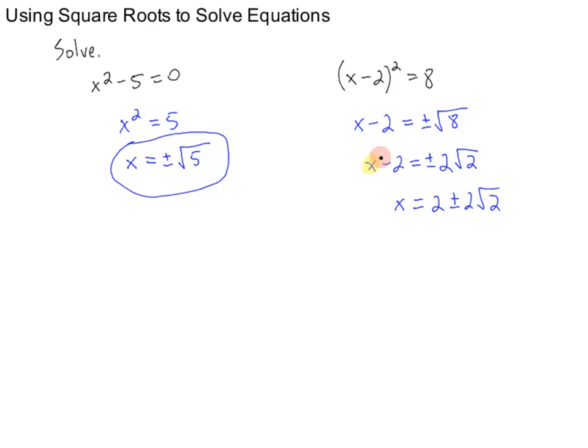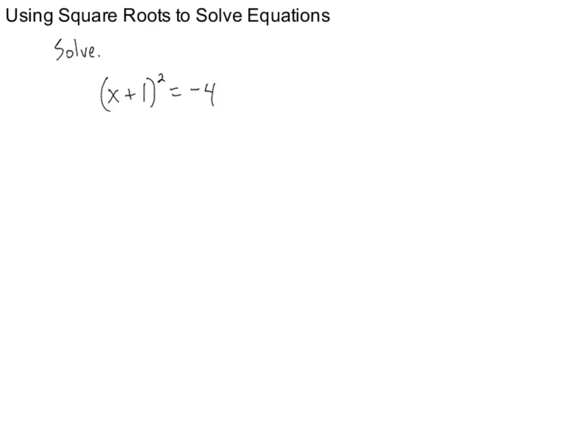Now what does this mean? It means there are two solutions to this equation. x could be 2 plus 2 square roots of 2, or x could be 2 minus 2 square roots of 2. So you still get two possible solutions. The key here is to keep your plus or minus with this term no matter where it goes. So when you add the 2 over, you've got 2 plus or minus 2 square roots of 2.